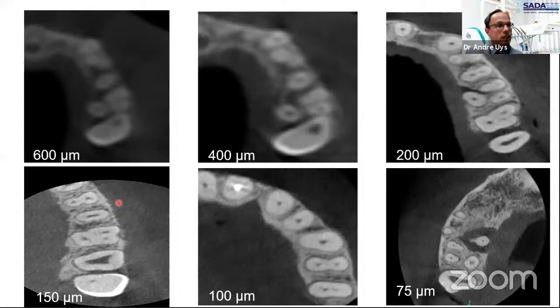Here's a nice example, if you look at this image here, of a root canal treatment, and you can see the scatter around that tooth. But as we look at that image, you'll see that unfortunately the 75 does give a little bit better image quality, but the field of view is small.